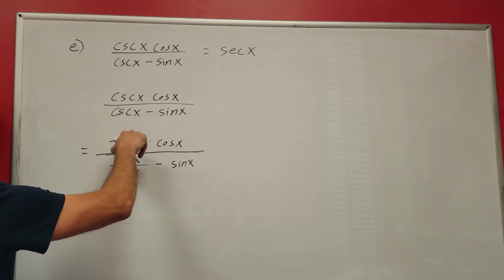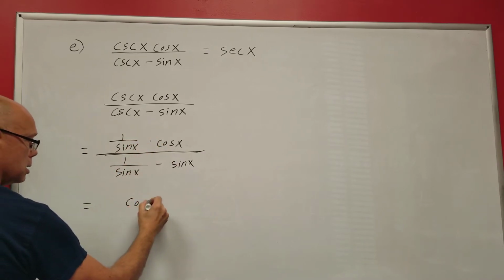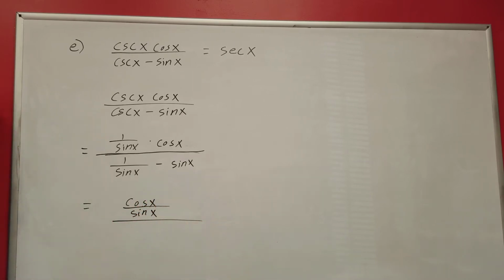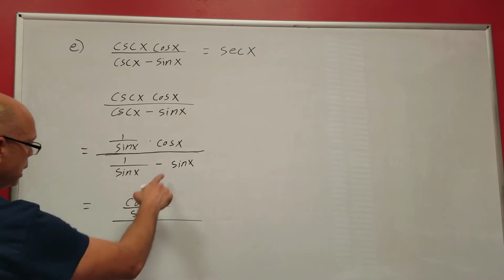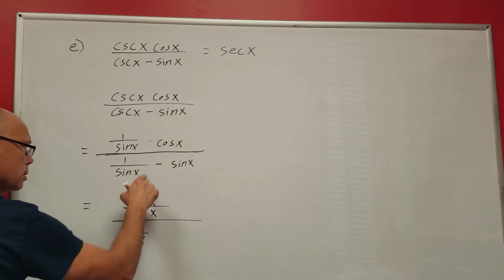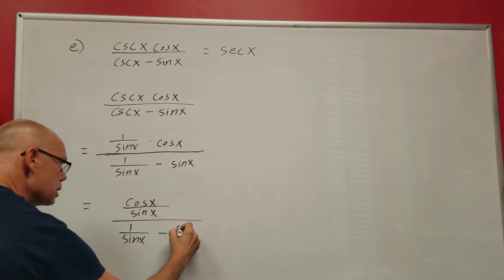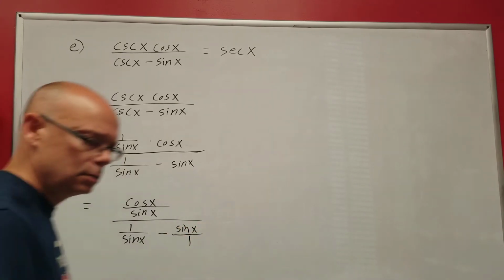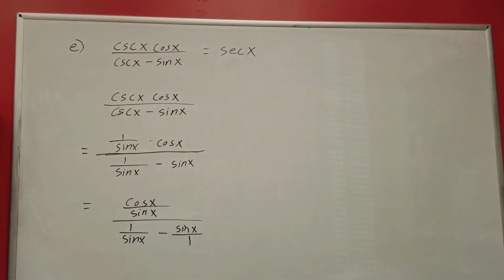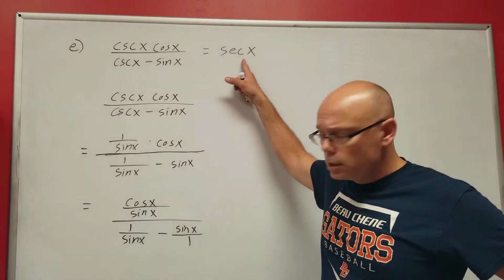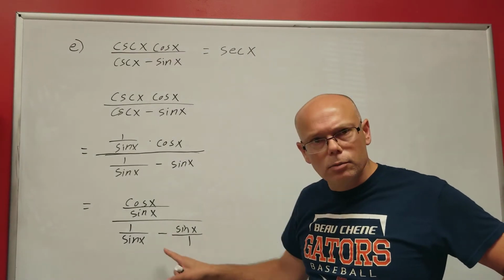Now, can I say that's cosine of x over sine of x here at the top? I sure can. How about at the bottom? That's not multiplication. But I could think of this as 1 over sine of x that comes down right here minus, and this is really the sine of x over an understood 1, right? All right. I want to get everything to one term because this is just one term, okay? So I want to subtract these two right here.